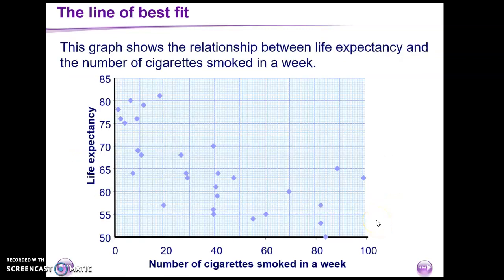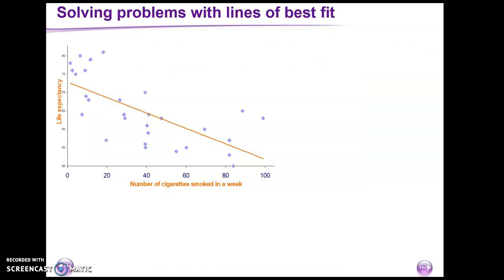So, if I have this graph, we looked at this right at the very beginning of the previous video. The graph shows the relationship between life expectancy and the number of cigarettes smoked in a week. So there is my line of best fit. It is roughly between each of the points. Here it is just transposed.